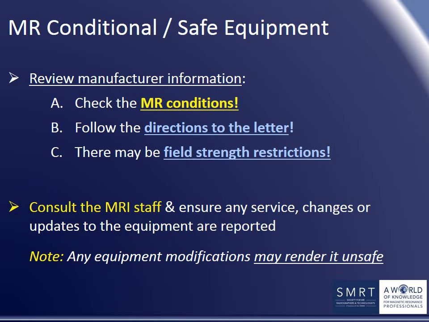MRI safety information for equipment is detailed by the equipment manufacturer. Check the MR conditions and follow them to the letter. You may need to secure equipment in the MRI scanner room, and there may be field strength restrictions. Any changes or updates to the equipment must be accounted for and MRI staff consulted. It is important to note that some modifications can render equipment unsafe for MRI.